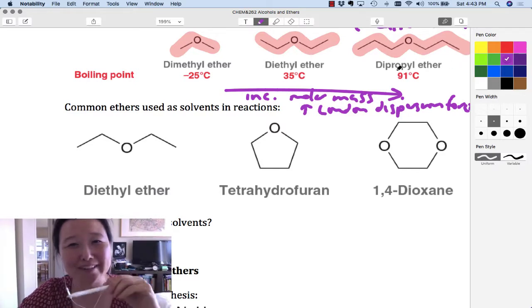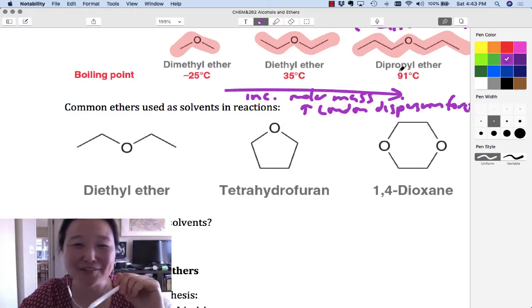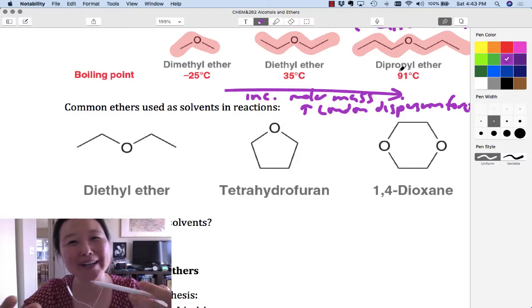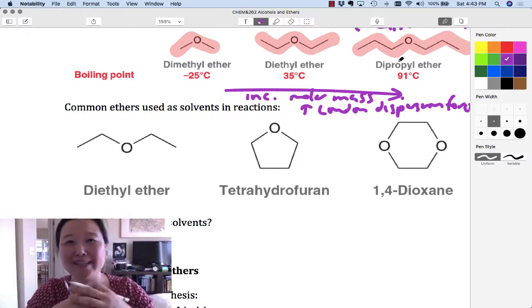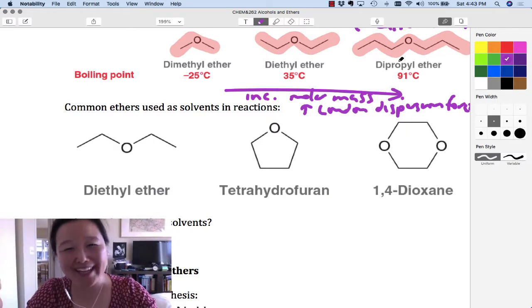Look at dipropyl ether, 91 degrees Celsius for its boiling point. That's almost like water. Water's 100. So that's quite significant. So you never want to say London dispersion forces are weak. These are always relative terms.